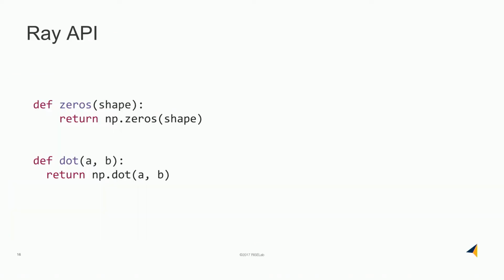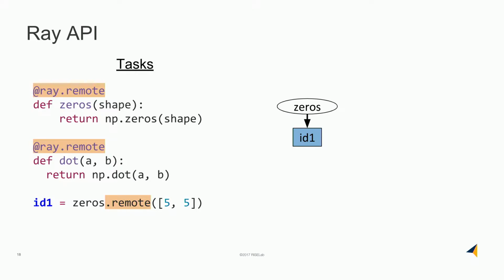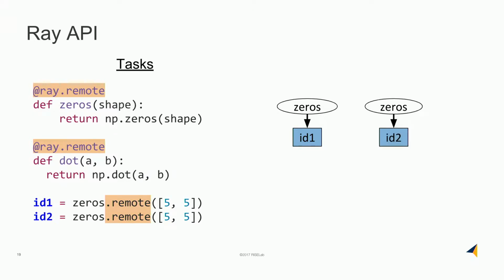Here are two Python functions. One of them just creates an array of zeros, and one of them multiplies two arrays together. Ray allows us to decorate these functions with the ray.remote decorator. Now if I invoke one of these functions, here I'm invoking the zeros function, that immediately returns a future, and it creates a task that is executed asynchronously in the background. Because it returns a future, I can immediately invoke the function again, or another function, to create a second task before the first one finishes. And that's how futures enable parallelism.